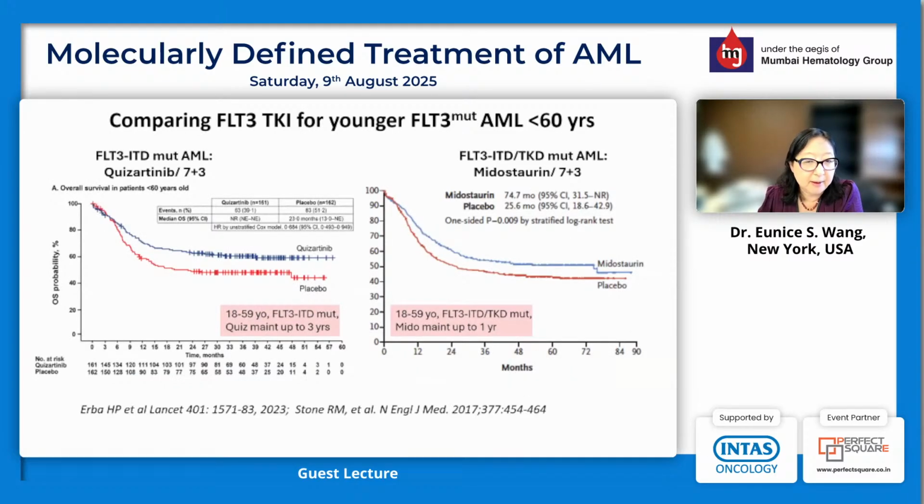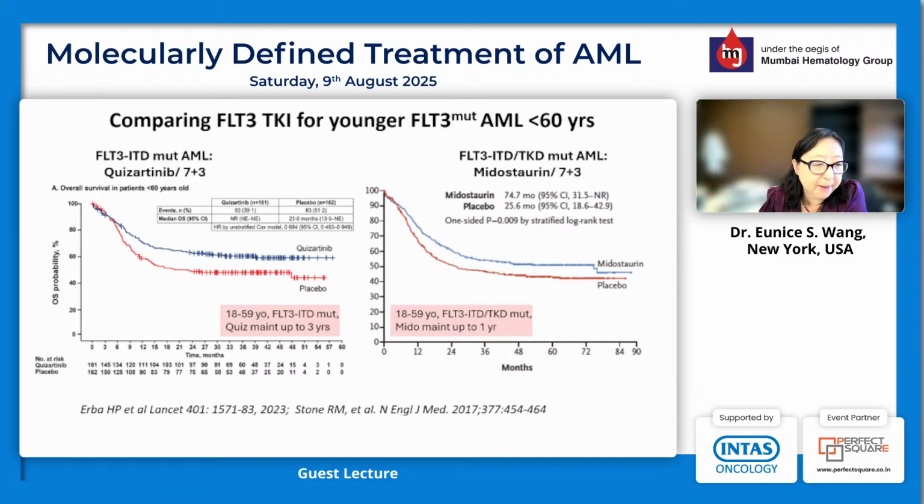Now, the question has been, at least in our country, which inhibitor to use. Should we use midostaurin? It's a little bit broader, targeting ITD and TKD. Should you use quizartinib, which is associated with cardiac toxicity, specifically QTc prolongations? Which one is the better inhibitor for our patients?